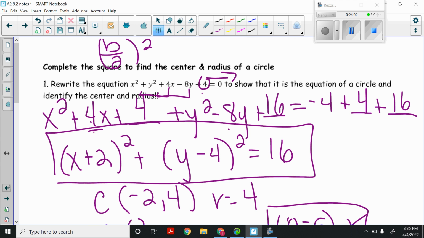Right, so that is the end of 9.2 notes on circles. Your homework will be the 9.2 worksheet.